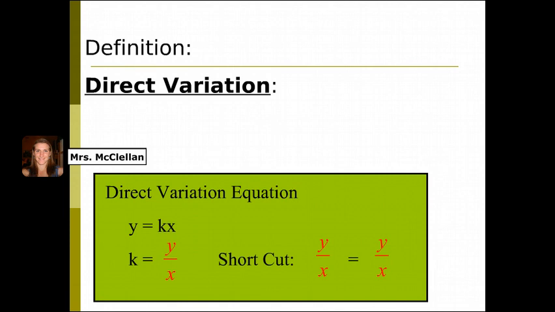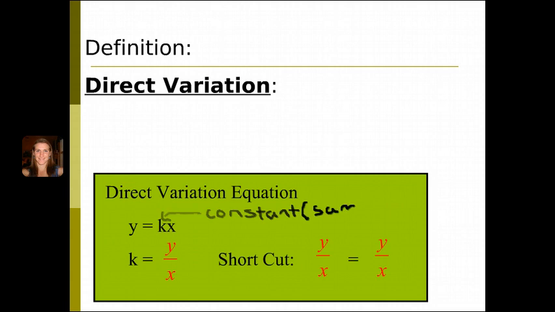Direct variation, the equation for a direct variation is y equals kx. K is your constant. Constant meaning it will not change. That number will always be the same in the equation.